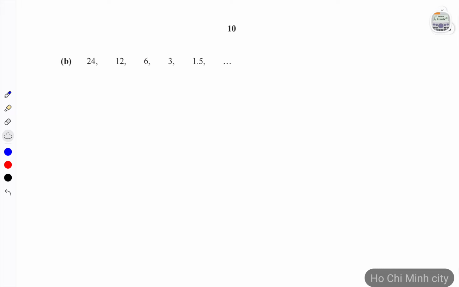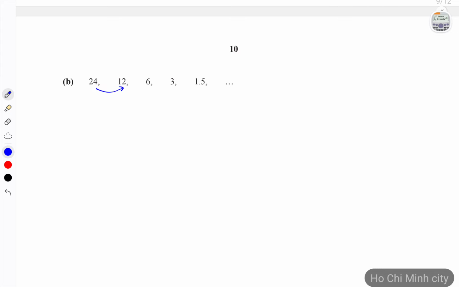The next one, question B. This one is easier than the previous one. The first term is 24, then the second term is 12. So find the difference. That is negative 12, negative 6, negative 3, negative 1.5. But we don't have any common difference, so repeat this step one more time.